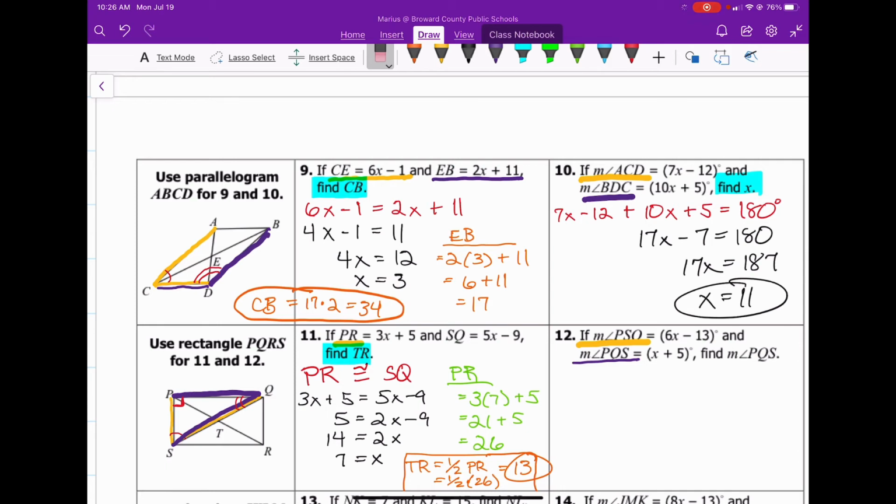So, in short, let me erase the purple and the gold. They have given us the two angles here. They gave us this angle here, and they're giving us the measure of this angle. Those two angles, when we add them together, have to equal 90 degrees. All right, so we're going to go ahead and set that up. That's going to be 6x minus 13 plus x plus 5 equals 90.